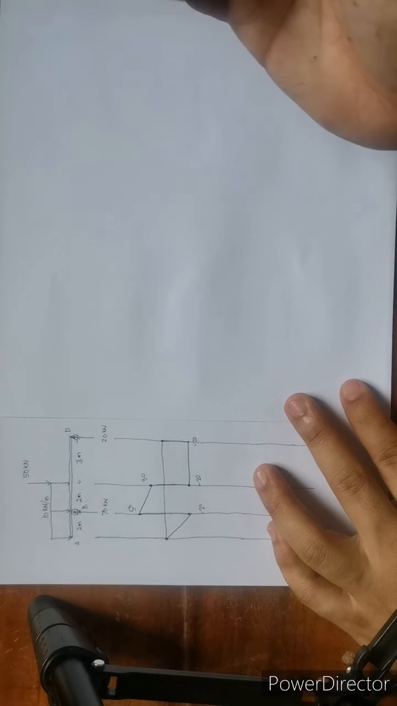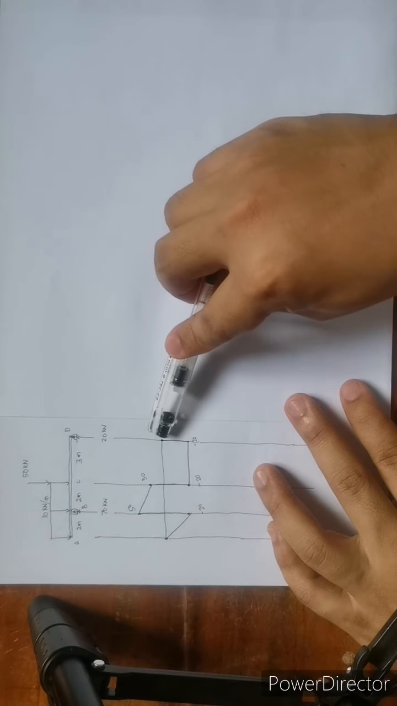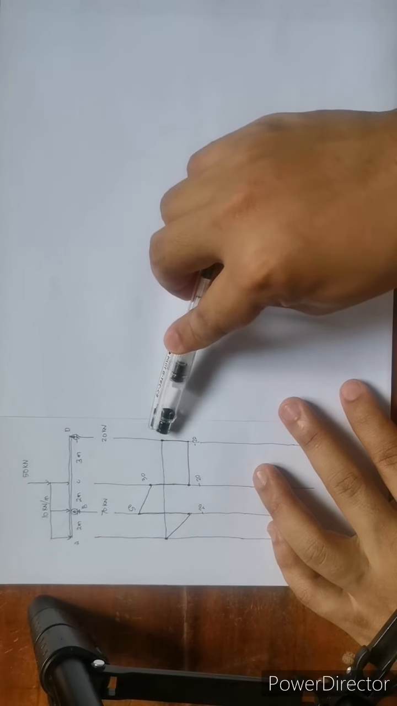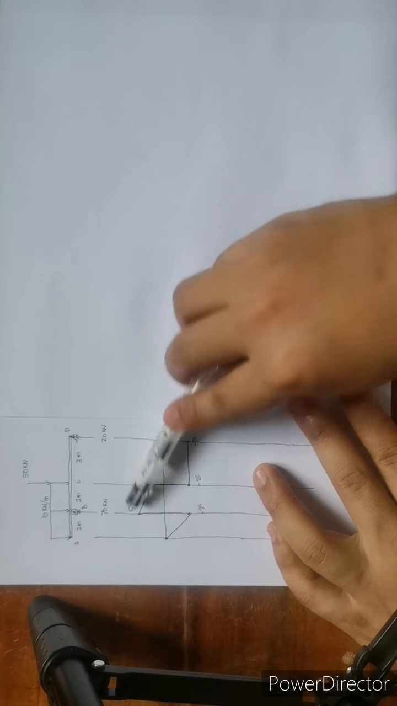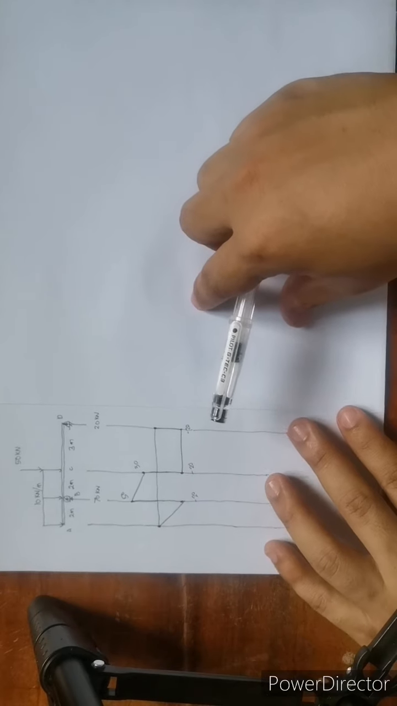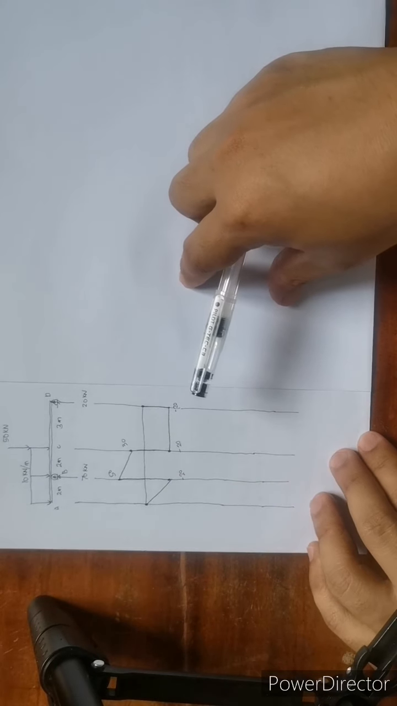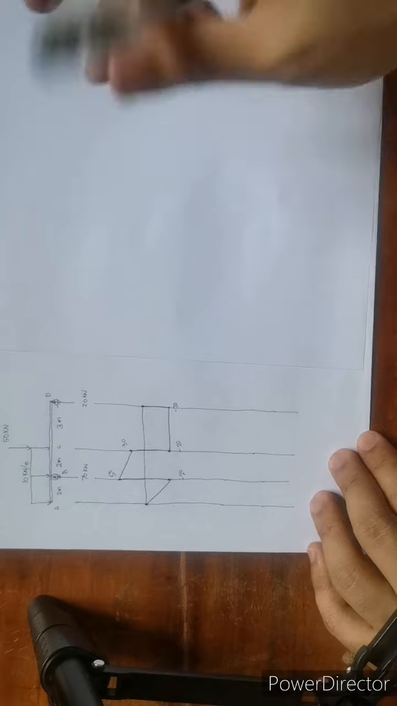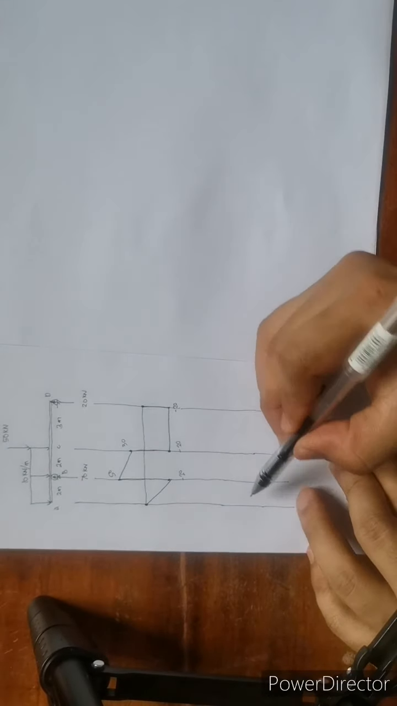Yun po yung checking nyo guys. Kapag hindi po siya nag-0 dito kay point D, sa last point po, ibig sabihin may mali po sa solution natin. Pero kapag nag-0, tama po yung ating nakuhang values at tama din po yung ating shear diagram. Okay. Next one, the moment diagram.